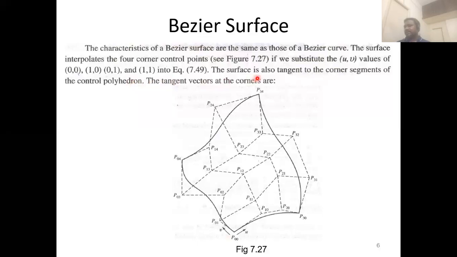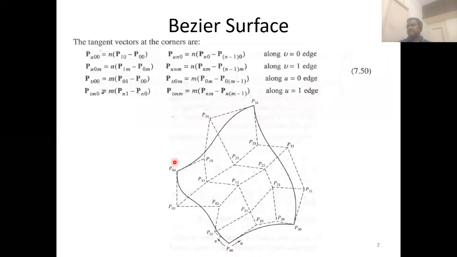Okay, the surface is tangent to the corner segment. If you say this particular surface will be tangent to this, or if you connect this, this will be a tangent. Corner edge is going to be a tangent to this surface. So this tangent, how to calculate? Some explanation is given over here.